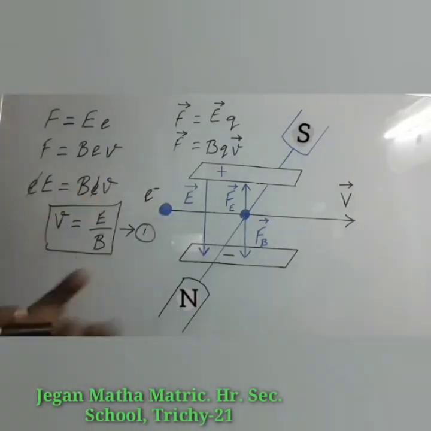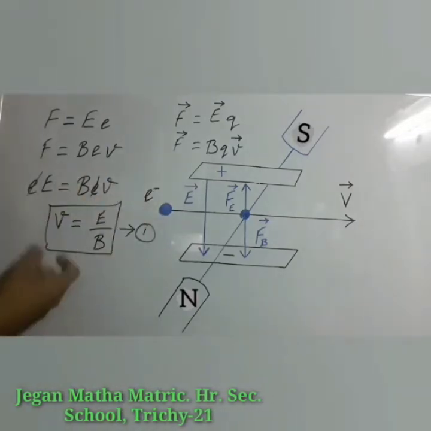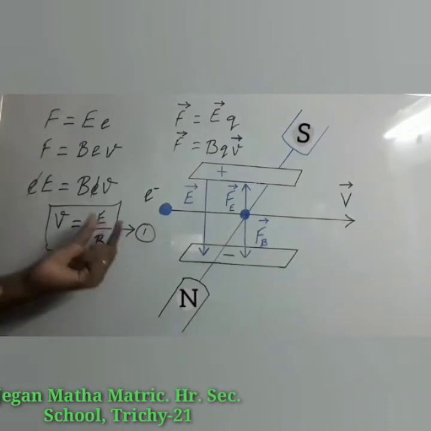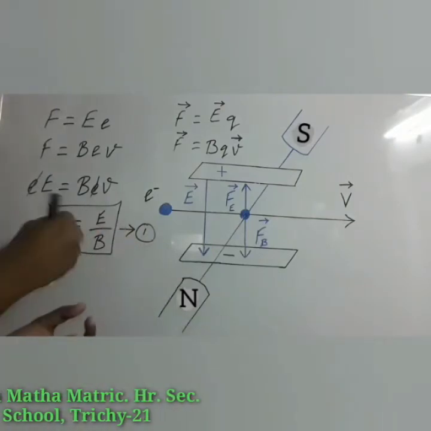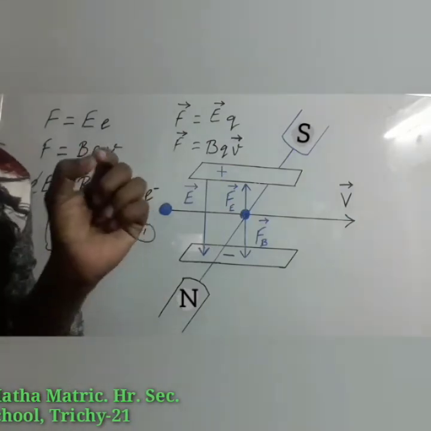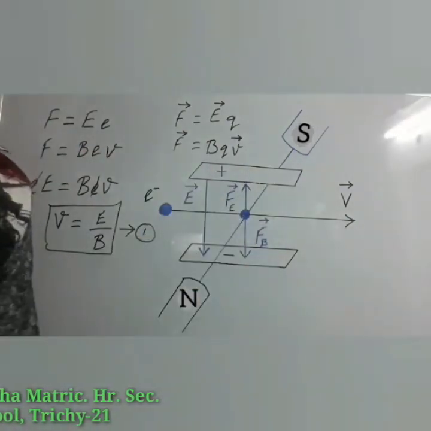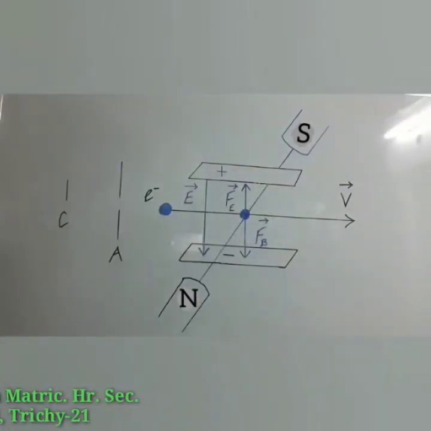Here J.J. Thomson found the velocity of an electron. Here the electric field and magnetic field we are going to apply, so by the known values we can find out the velocity of the electron. Now we are going to discuss the second part of J.J. Thomson's experiment, that is the determination of specific charge.